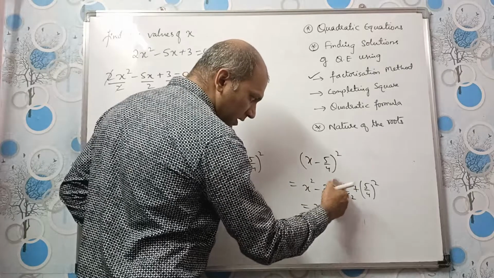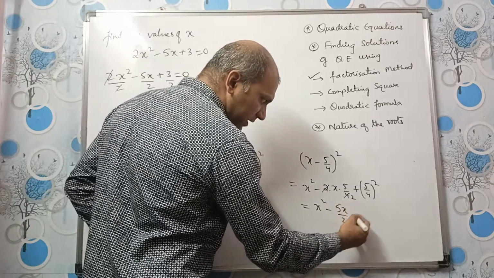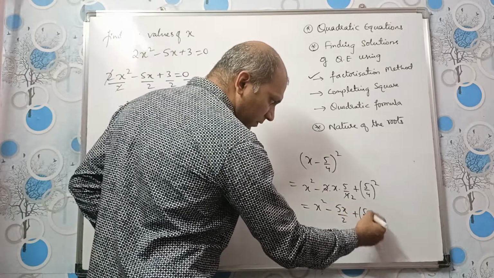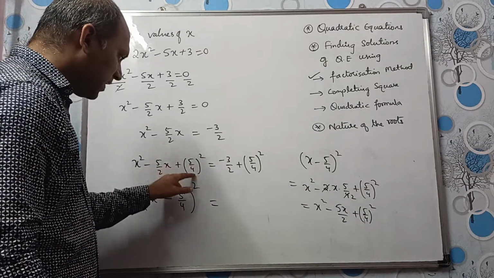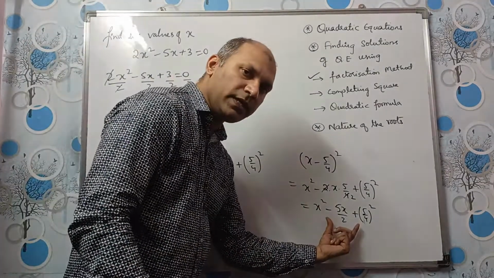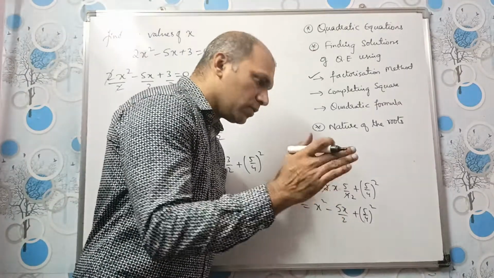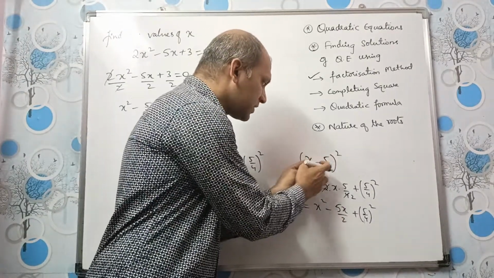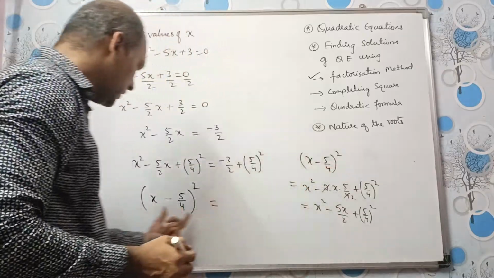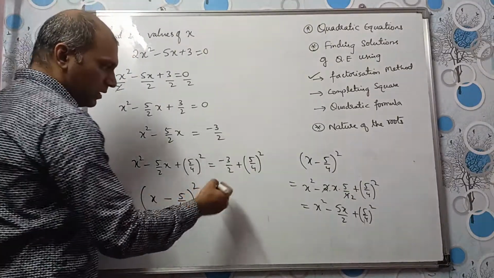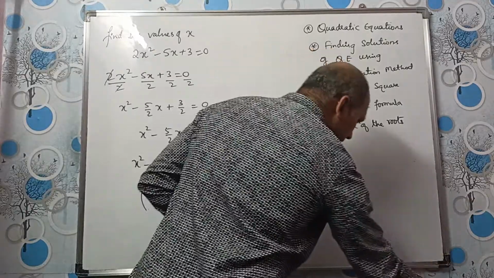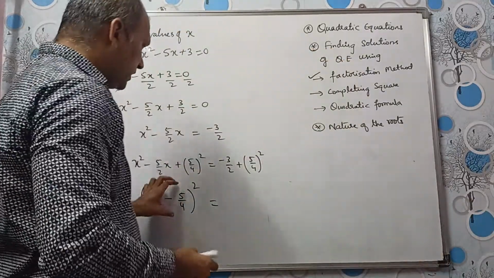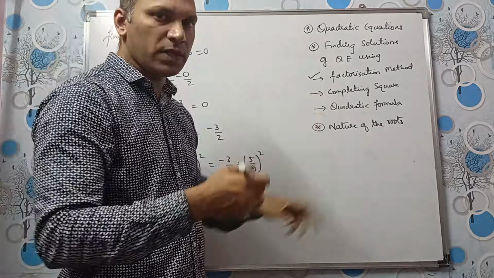X square minus 5 into x is 5x divided by 2 plus 5 by 4 whole square. See, x square minus 5 by 2x plus 5 by 4 whole square. Same thing here, right? So this we collapsed it and wrote it as x minus 5 by 4 whole square. Okay. So we completed a square here. So that's why this method is called as completing square method.